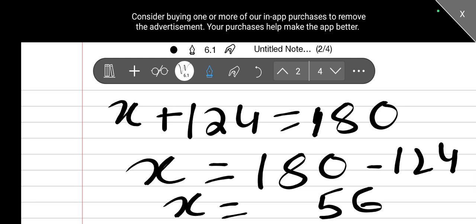You will be solving this in this way. So x is equal to 180. Now 124 is in positive sign, so you will take it to the other side after the equals sign, and it will turn into minus 124. So x is equal to 180 minus 124. If you subtract, that will give you 56. This is the actual way of doing this sum.